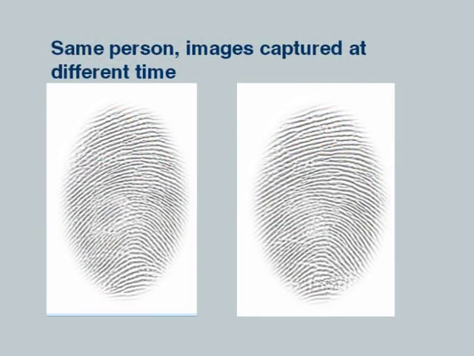Even if you have a fingerprint of the same person taken at different times, here is a set of images captured at different times. Both these fingerprints belong to the same person. By the way, an expert can see very clearly that they are similar. However, it is interesting to note from a digital image point of view that there is a slight tilt in one image with respect to another one. There is a slight shift also.